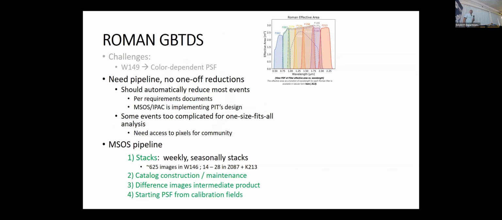So let's see. The goal of the MSOS pipeline, which the PIT is working on with people at IPAC, is to just do the best job we can with a single reduction procedure. And then we're going to feed results from that to people that need to do more intense science, or just analyze the events that have been analyzed adequately with the pipeline. So the pipeline currently has 4 different prongs right now.